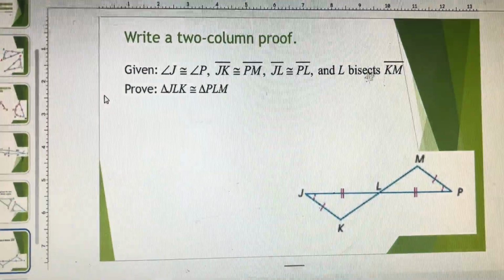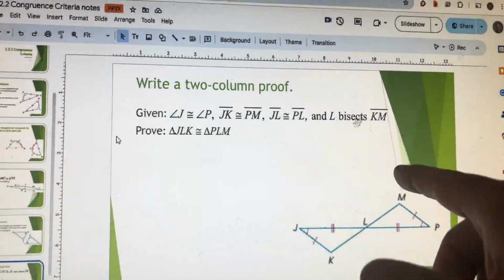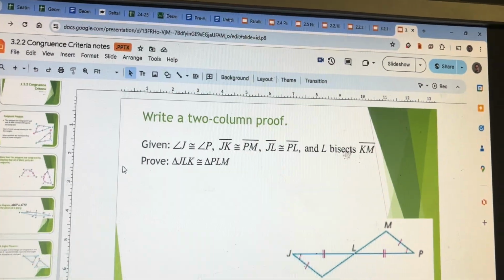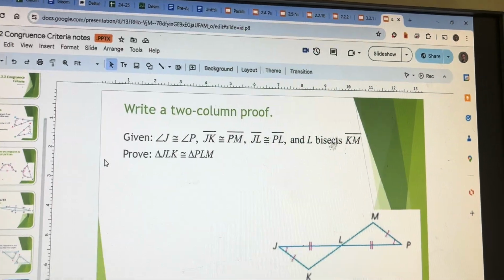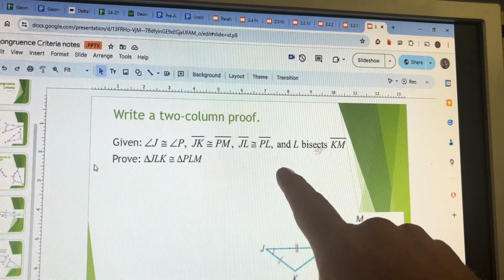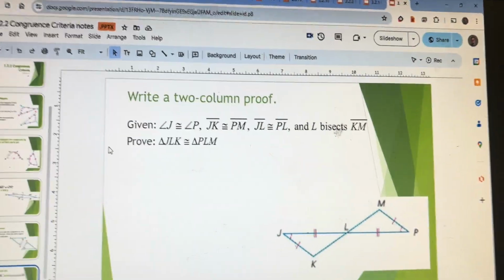Okay, so then I've got all three angles, I've got all three sides. I can write this that I was supposed to prove. Triangle JLK is congruent to triangle PLM, and I can say that because all sides and all angles are congruent.